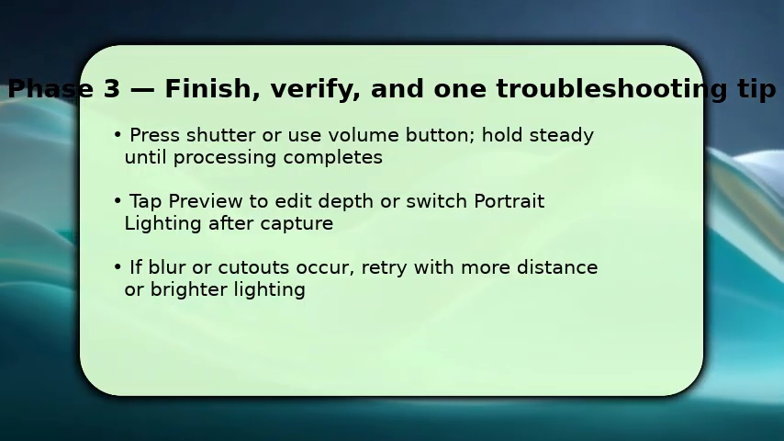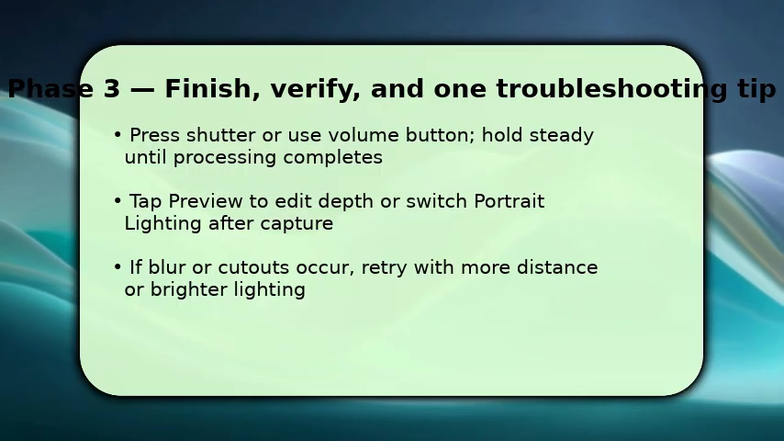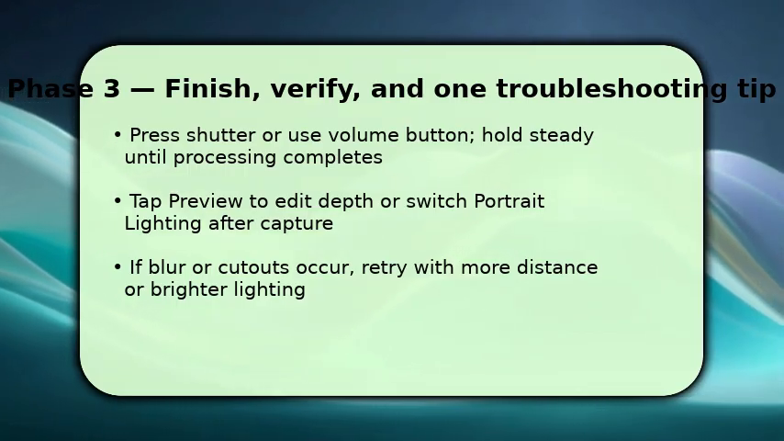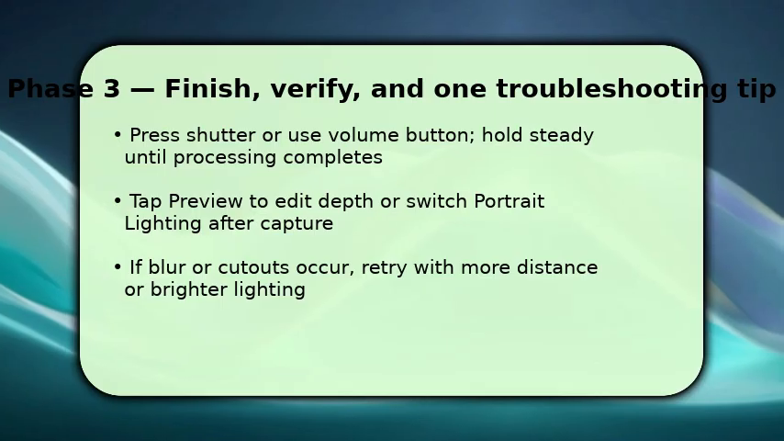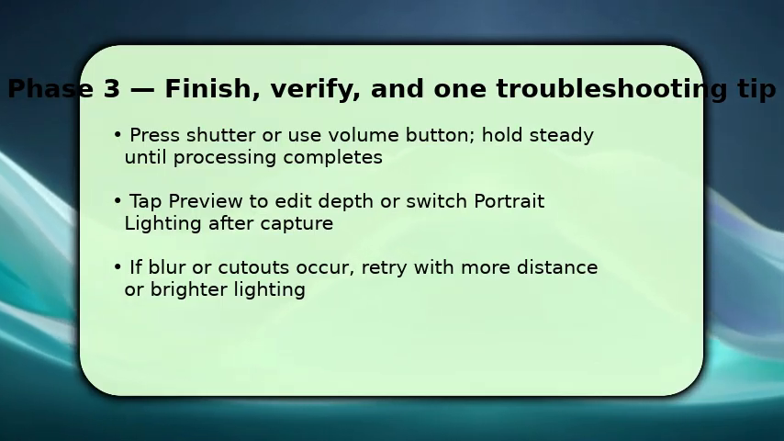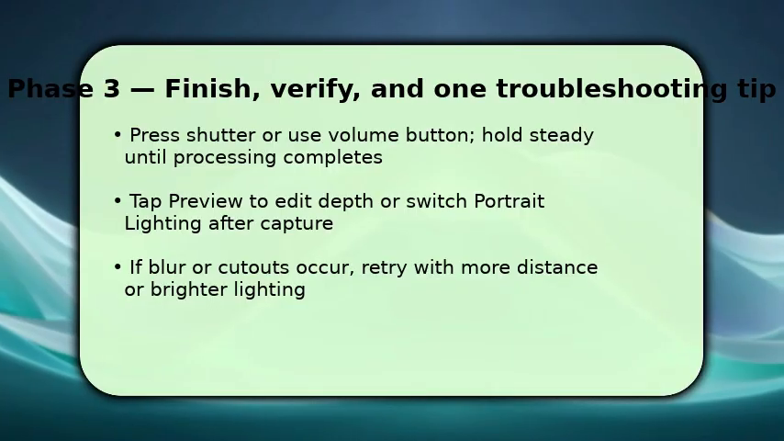If you see strange edges or missing hair, make sure the subject is well lit and at least 1 meter from the background, then retake. If the camera keeps failing, restart the app and try toggling portrait mode off and on before attempting another shot.